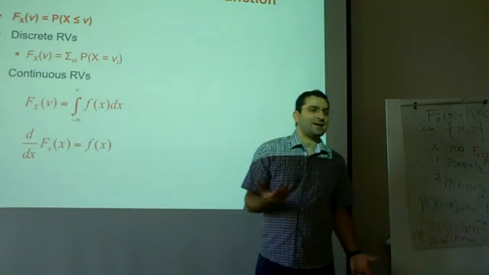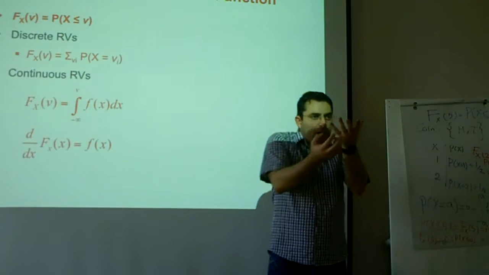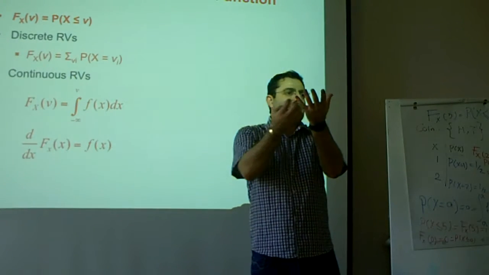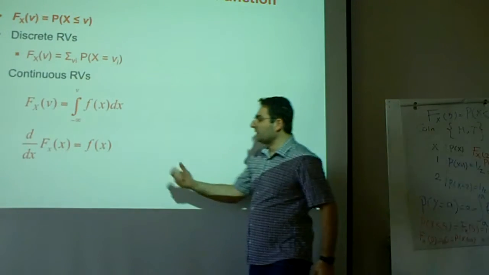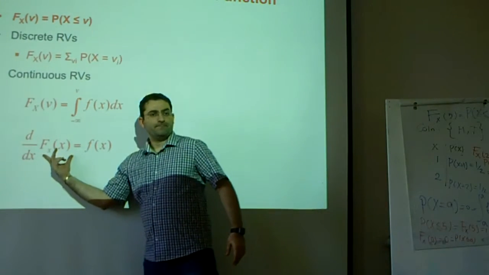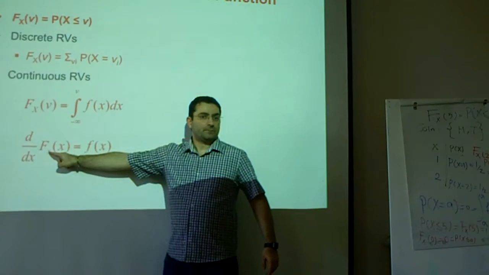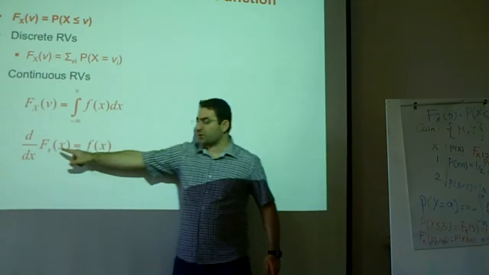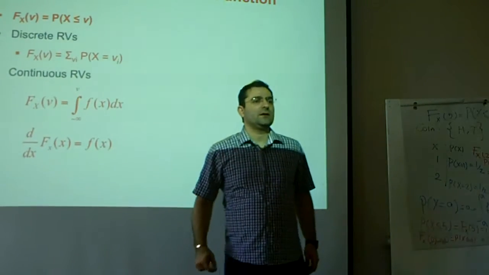Now, the cumulative distribution function is useful in the sense that sometimes we have the cumulative distribution function and we want to derive the probability density function or the probability mass function out of it. In order to do it in the continuous form, we find the derivative. The derivative of the cumulative distribution function is the PDF. What do you think about the discrete form?